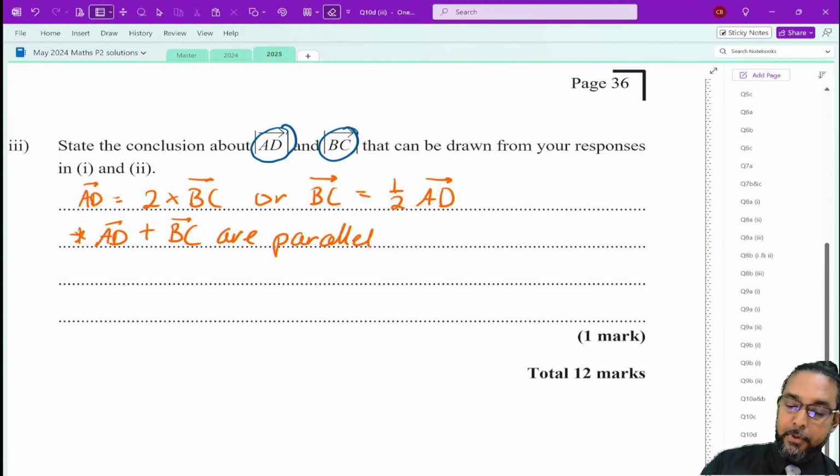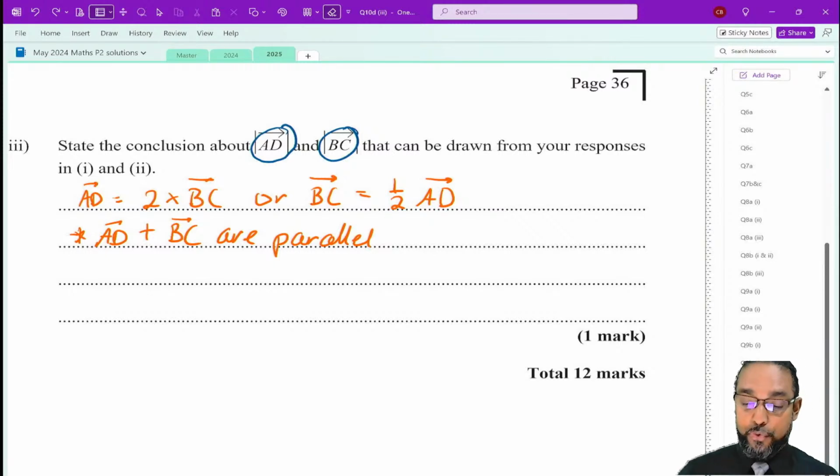We know this because once a scalar relationship exists between the vectors, as in when one vector is some number times the other vector, that's called a scalar relationship. And once a scalar relationship exists, the vectors are parallel.